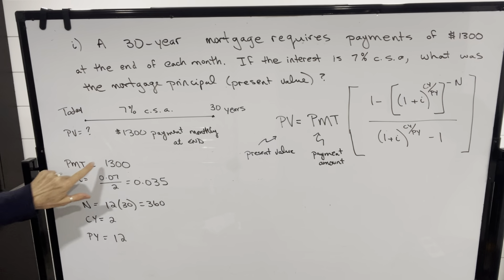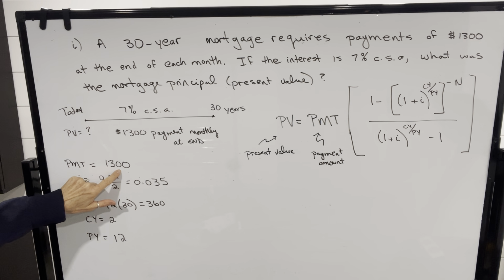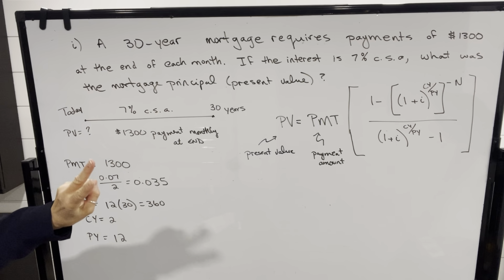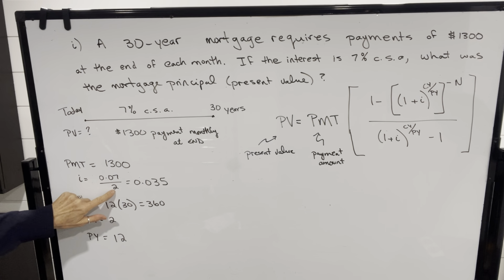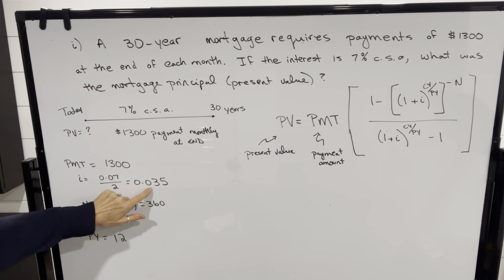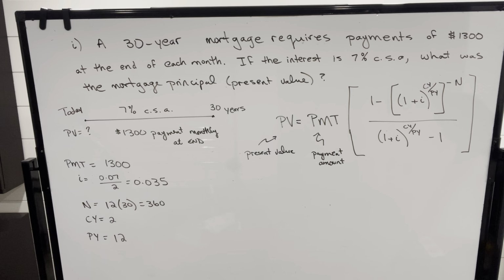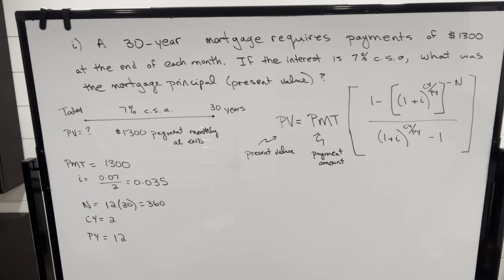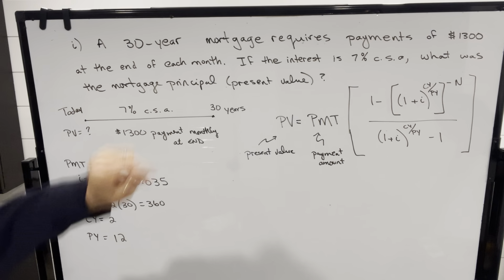So our payment amount is $1,300. The interest rate, it's 7% compounded semi-annually, so twice a year. So we take 7% divided by 2, so it would be 0.035 per compound period. The number of payments, there are 12 per year, over 30 years would be 360. Compounded semi-annually, so there are 2 compound periods in a year. Paid monthly, so there are 12 payments per year. Let's plug these into our formula.